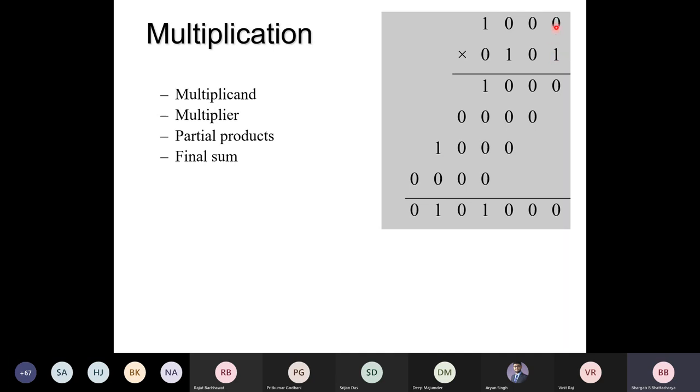If it is 1, you just copy this. If it is 0, you just copy all zeros. And this entire vector is shifted by 1 bit at every stage, right? That's it, right? And then keep on adding. So these terms are called the partial product because you are taking the product of this, right?